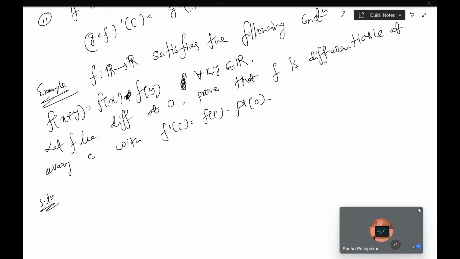So, Sneha, please let me know. Do you have any direction on this problem? Sorry, sir. I'm not able to solve this issue. Okay, so let's see how to solve it.